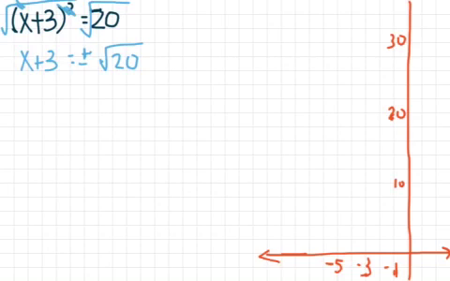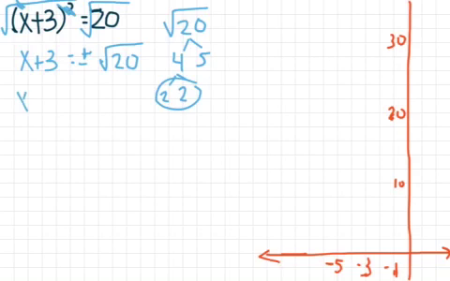Now we need to simplify the square root of 20. So things that multiply to give me 20 are 4 and 5. 5 is a prime number, but 4 is not. So 2 and 2. So we have a pair. So the pair comes out. The 5 stays underneath. So this is x plus 3 equals plus or minus 2 square root of 5. Like I say, the 2 comes out because it has a match. It has a pair. The 5 is all by itself, so it stays there underneath.